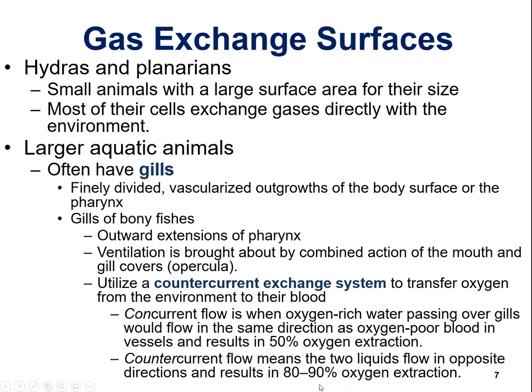Okay. So in countercurrent flow, the oxygen-poor blood needs to get the oxygen from the water that's flowing. In countercurrent, they're going in opposite directions, okay? And that allows for a much larger percentage of oxygen to be extracted from the water.